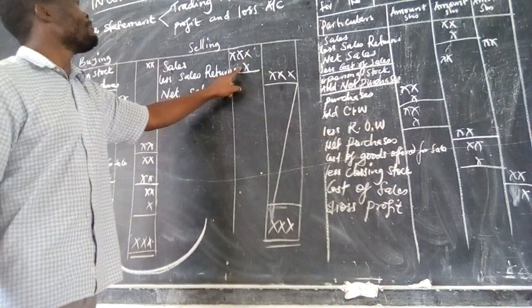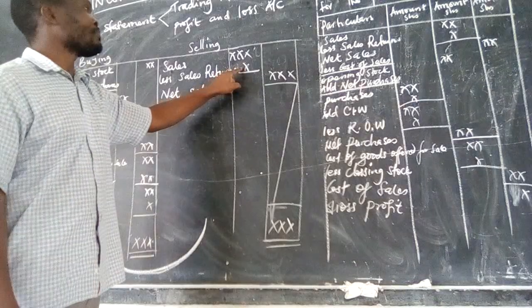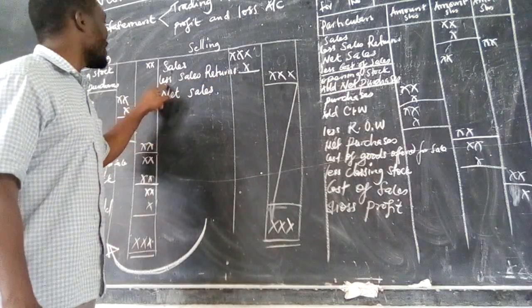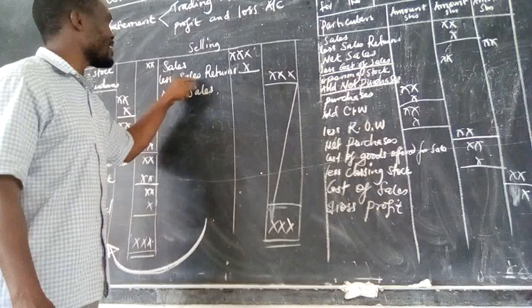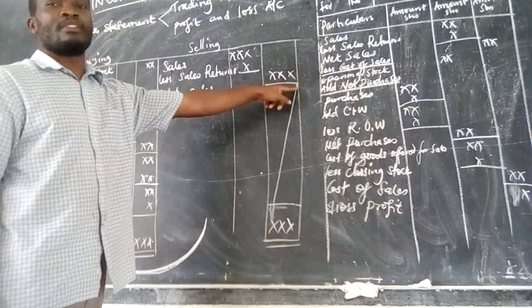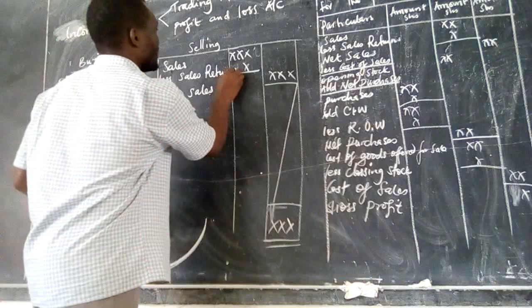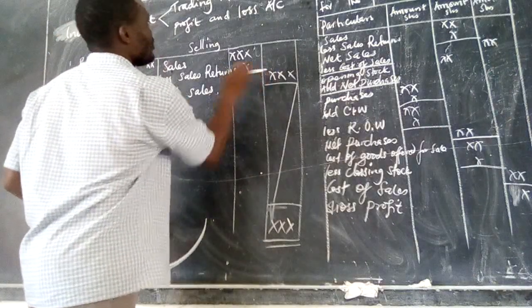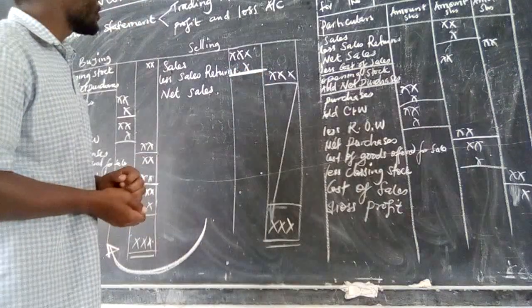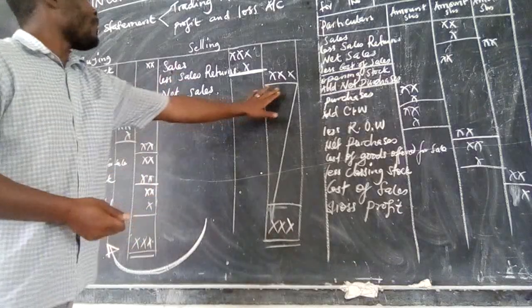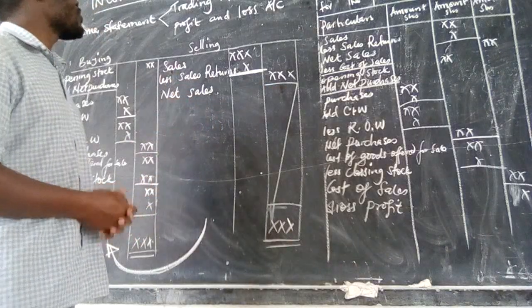Don't include the minus symbol here. This word less is enough, less sales returns. When you underline here, it tells us that you are either adding or subtracting. So this is our value for net sales.